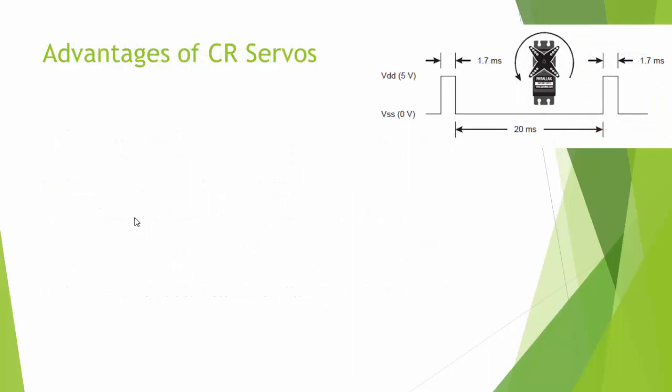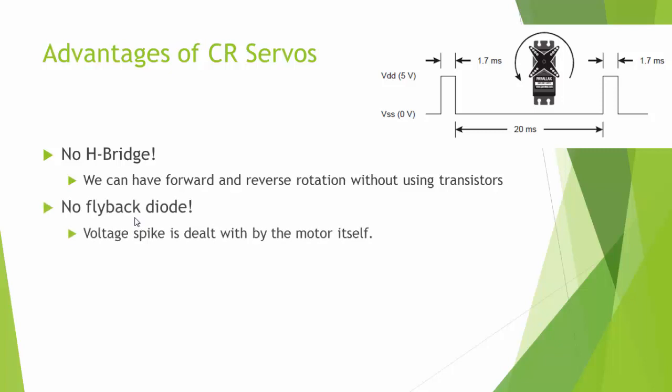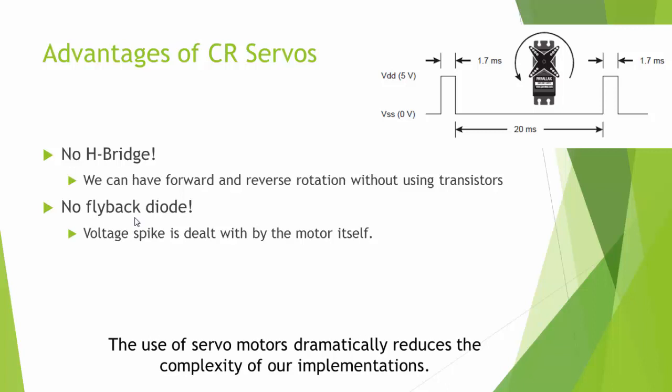Now, what are the advantages of these continuous rotation servos? Well, number one, we don't need an H-bridge, so there's no need for a motor shield. You can have forward and reverse rotation without having to use transistors. In addition, there's no need for a flyback diode. The motor itself will deal with that voltage spike we had to worry about, so no back EMF to worry about. What this means is servo motors can dramatically reduce the complexity of an implementation of some kind of device.